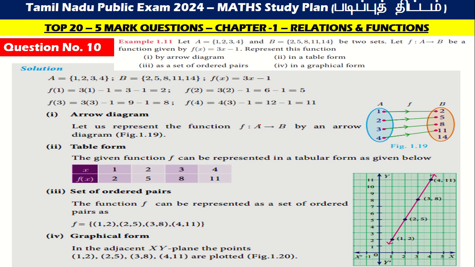இதுல பாத்தீங்க arrow diagram, table form, ordered pairs and graphical forms. So arrow diagram பாத்தீங்கன்னா உங்களுக்கு 1, 2, 3 னா 2, 5, 8, 11 nu varudhu by substituting this f of x value la vandu and the value one one substitute pandrom ungalku or answer kedaikudhu so and the answer eduthittu namba arrow diagram pandrom then table form la 1, 2, 3, 4 and 2, 5, 8, 11 and set of ordered pairs la 1, 2, 2, 5, 3, 8 and 4, 11 graphical representation la the graphs are plots pandrom.